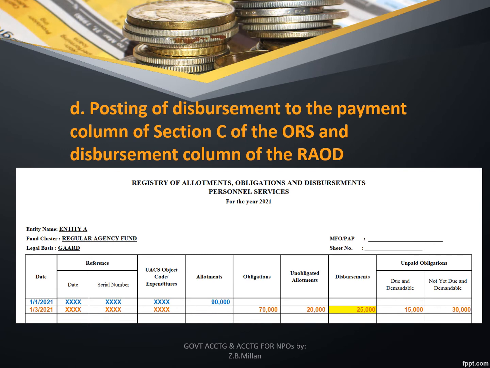After nun, post din natin yung payment sa Section C or doon sa RAOD to reflect yung amount disbursed natin amounting to 25,000. So, same with the Section C ng ORS, it will reflect na meron tayong due and demandable na 15,000 amount of obligation.